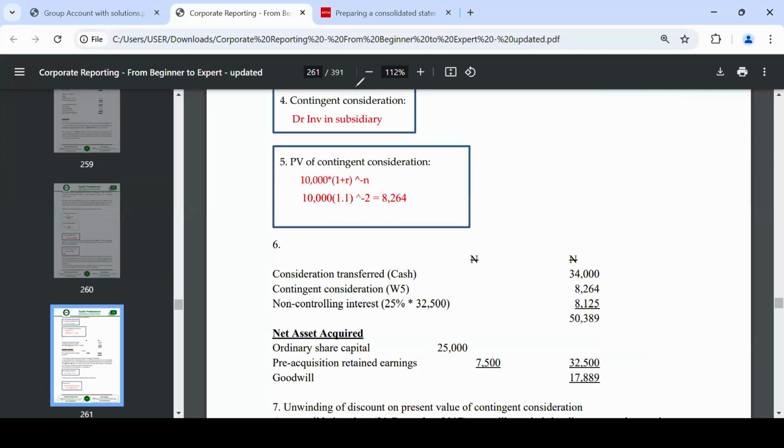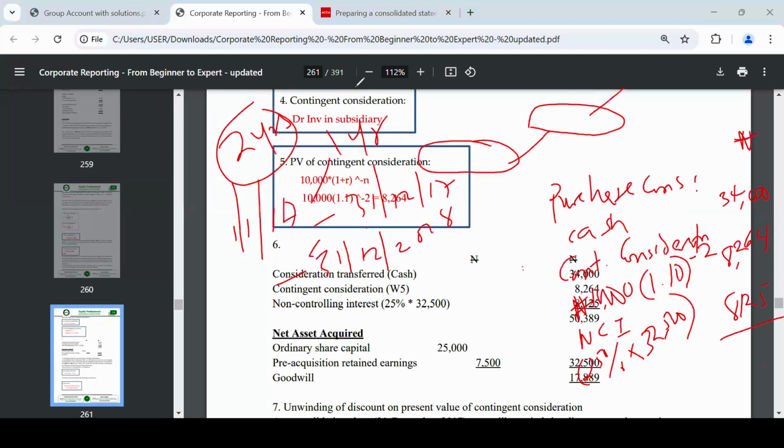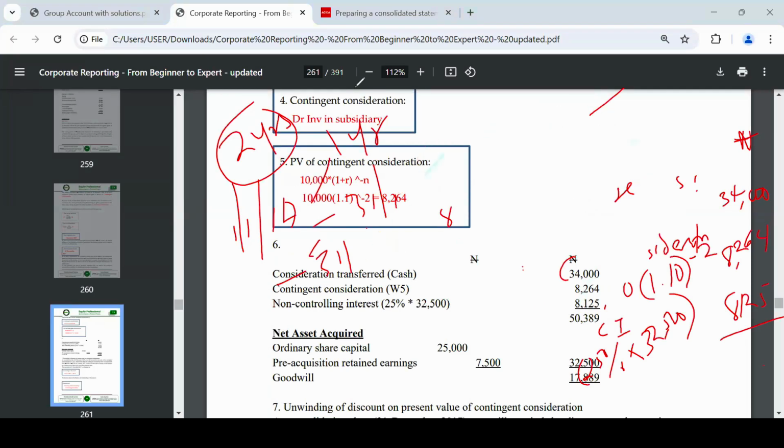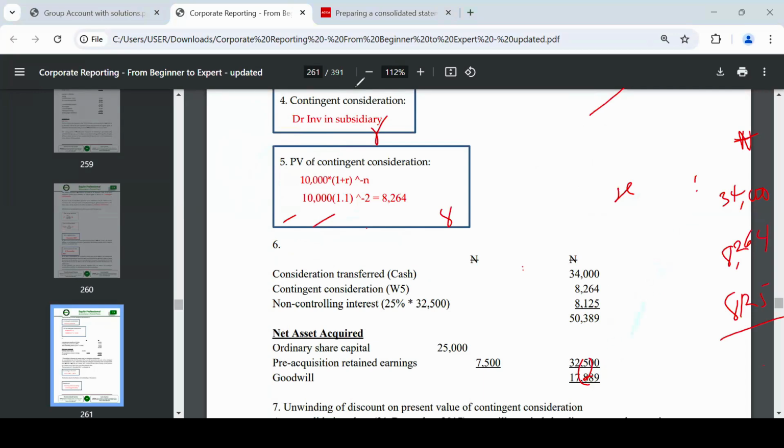You add all of this together, what do you get? Okay, 50,000. Let's just follow the solution. You get 8,125, and if you add all of that together, the parent consideration plus NCI, you get 50,389. Okay, you've seen how it was gotten. Now the net asset was 32,500 minus 17,889. Now I'm just going to focus on what was done for unwinding.